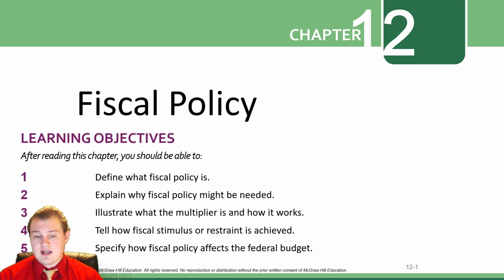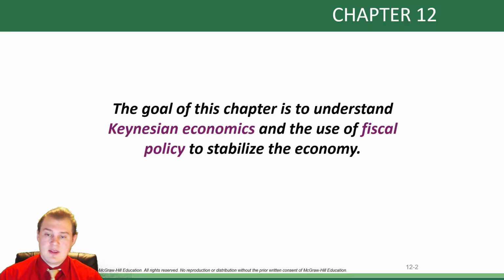So let's go ahead and move on. These are the different learning objectives. We're going to look at what fiscal policy is, what's needed, a multiplier effect, okay? And we're going to look at fiscal stimulus versus restraint and how it affects the federal budget, because when you use these tools, there's trade-offs, okay? The goal of this chapter is to understand Keynesian economics and the use of fiscal policy to stabilize the economy.